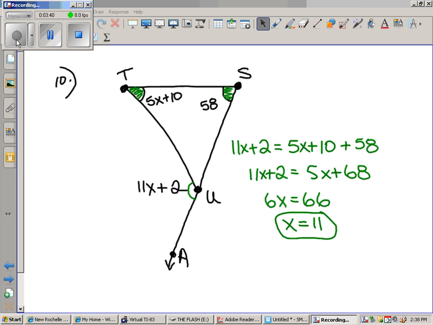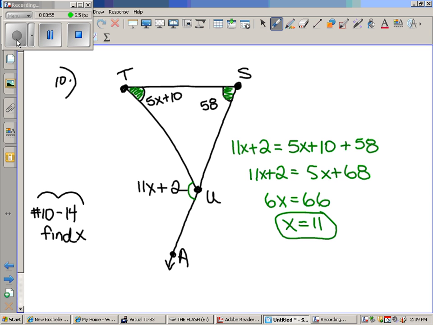So we didn't realize for our directions, for numbers 10 through, how many are on top over there? 10 through 14, find x. And then in the ones after that, you have to find the angle, which means you're going to have to plug in. Do you want to do another one, or are you guys okay?